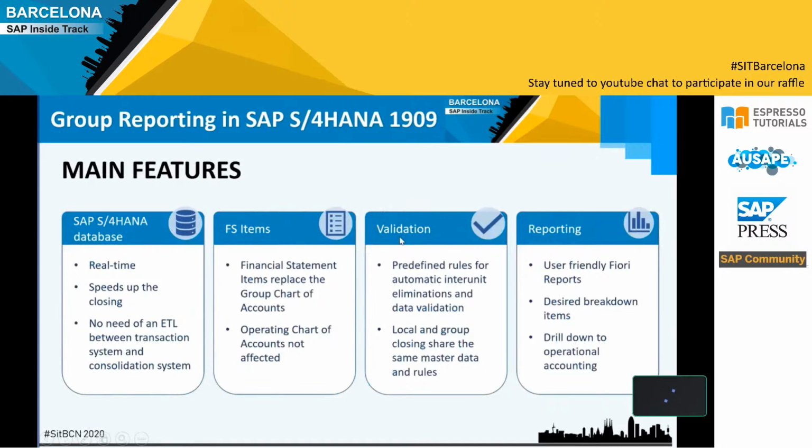Also, SAP is delivering standard rules and automatic processes as part of elimination and data validation processes that we will see in the next slides. All these rules are shared for local and group closing activities within the consolidation model, so there is the same source of truth. And finally, for reporting, they are delivering standard SAP Fiori reports that are user-friendly, can have the desired breakdown that we require, and can navigate to the operational accounting records.